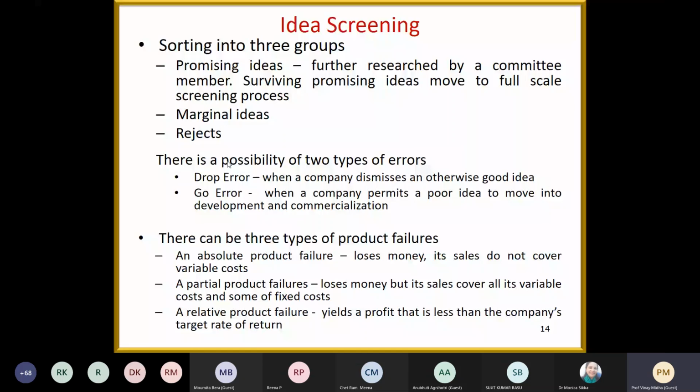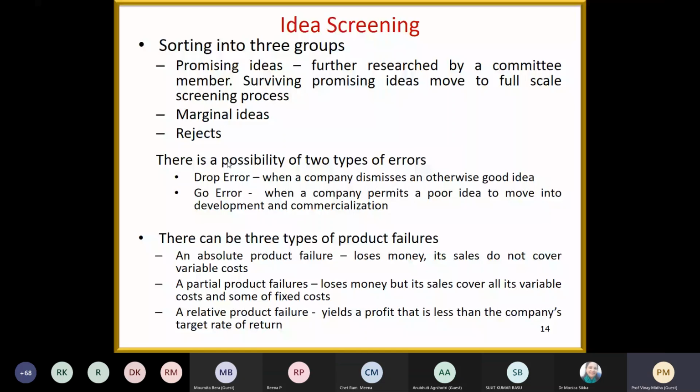So this is where the work has to be carried out, so that these types of errors can be avoided as far as possible. And if any type of these particular errors occur, then they can cost huge for the company which is designing and developing these particular products.